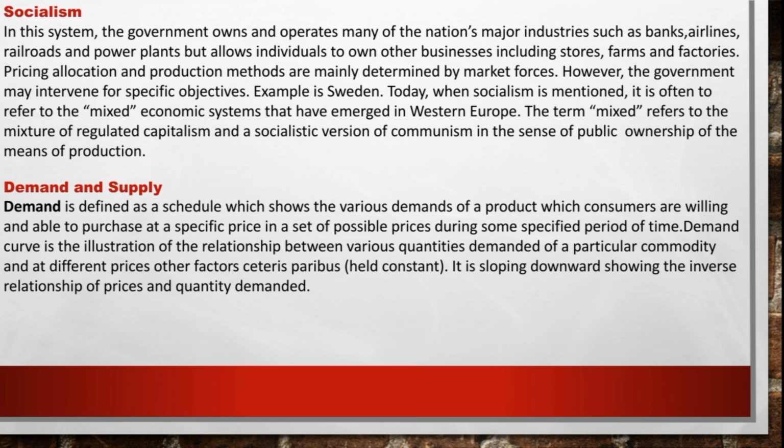Demand and supply. What is demand? Demand is defined as the schedule which shows the various quantities of a product which consumers are willing and able to purchase at a specific price in a set of possible prices during some specified period of time. The demand curve is the illustration of the relationship between various quantities demanded of a particular commodity at different prices. Other factors, ceteris paribus, held constant, it is sloping downwards, showing the inverse relationship of prices and quantity demanded.